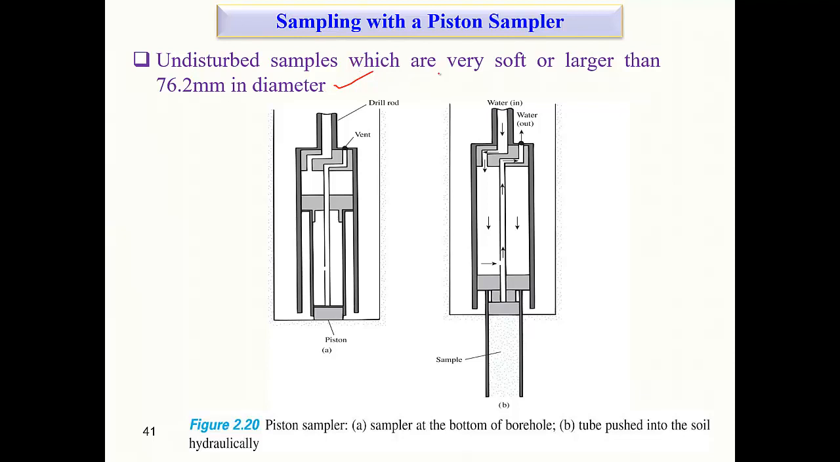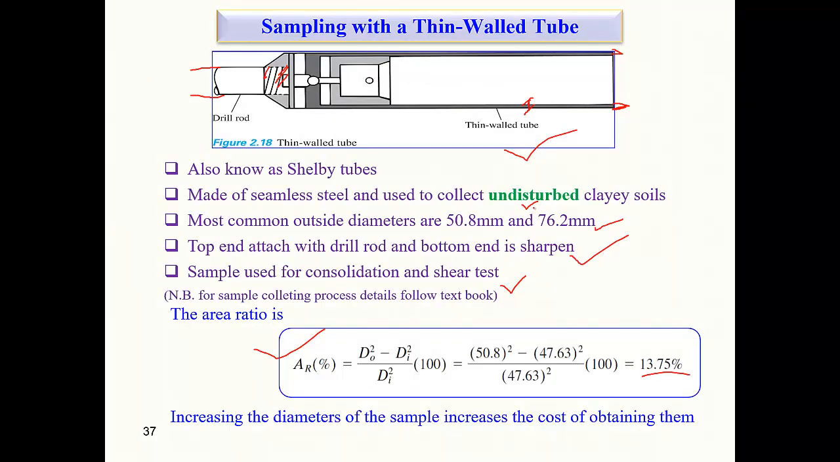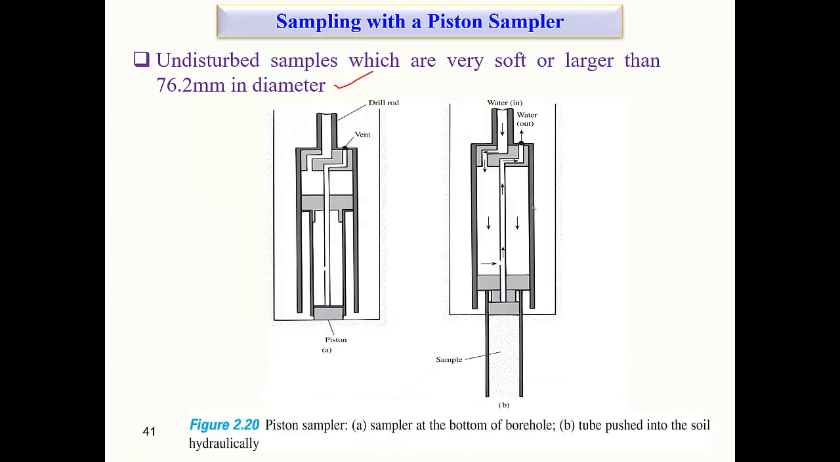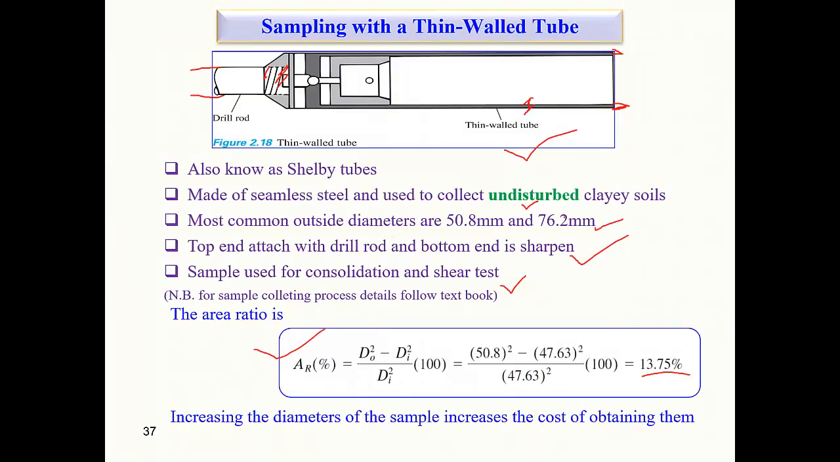It gives undisturbed samples which are very soft or larger than 76.2 mm in diameter. Okay, so keep in mind, the thin wall tube is also giving you an undisturbed sample. But then why do you need the piston sampler? While you have very soft soil, right? While soil is very soft, yes, and you need larger samples, then you need a higher diameter also. So if you want to collect the sample in larger diameter, you can use this piston one, because the previous case is limited up to 76.2, right? The outer diameter.